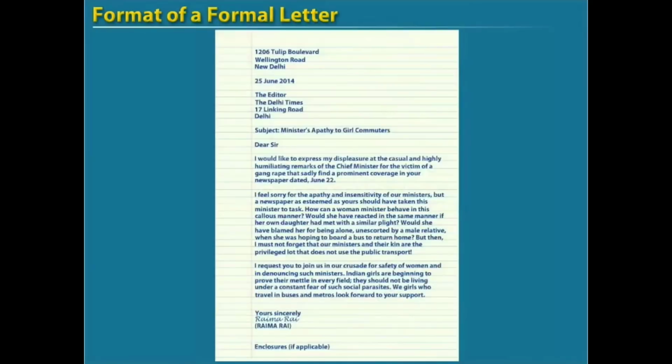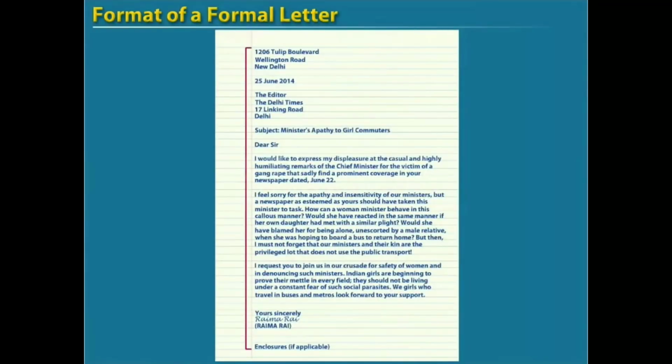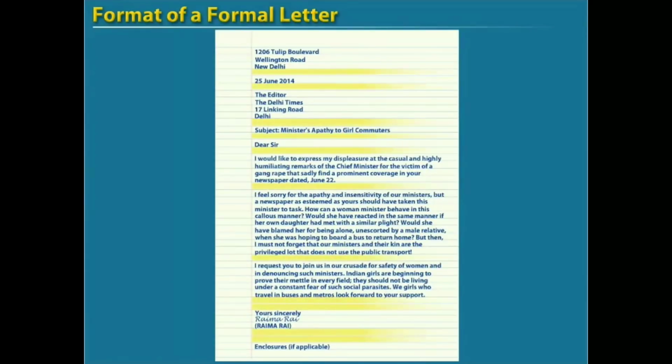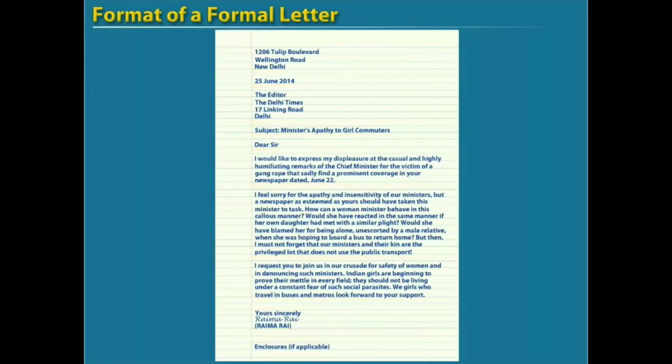Use the block format that has no indentation and is left aligned. Leave a line between various elements and also between paragraphs. Do not mix up the traditional and the new block formats.